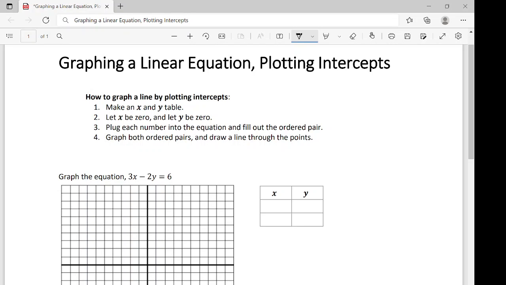When graphing a linear equation by plotting points, we want to do the following. First, we want to make an xy table, and then we're going to let x be 0 and let y be 0. This is similar to plotting points, but whereas plotting points was picking numbers that we liked, we will always let x be 0, and then we will always let y be 0. This is a hallmark of plotting intercepts. Once we do that, we're going to plug each number into the equation and fill out the ordered pair, and then we're going to graph both ordered pairs and draw a line through the points.